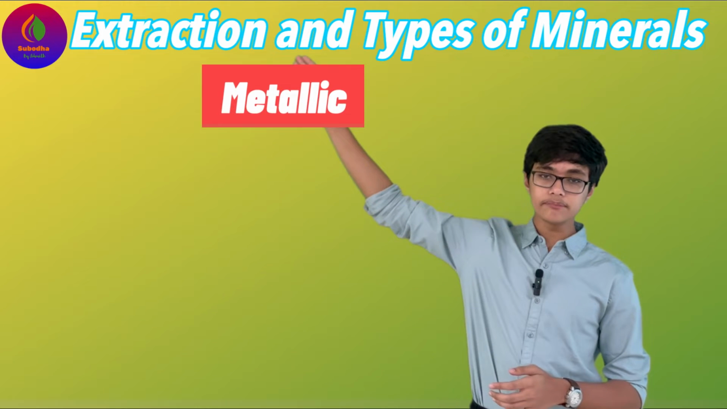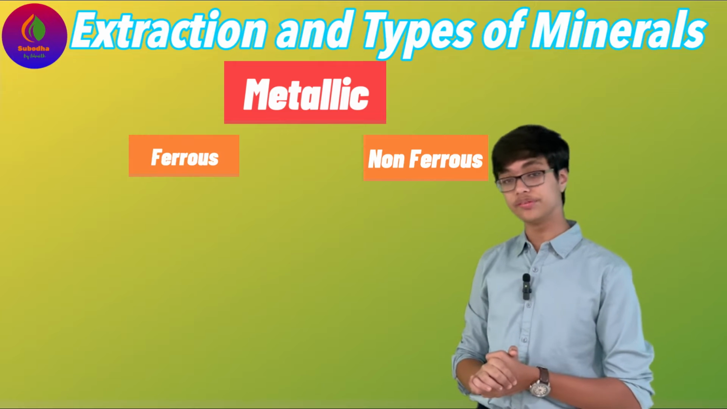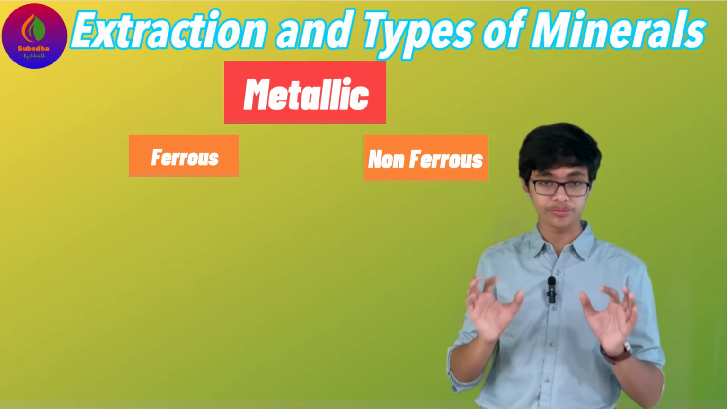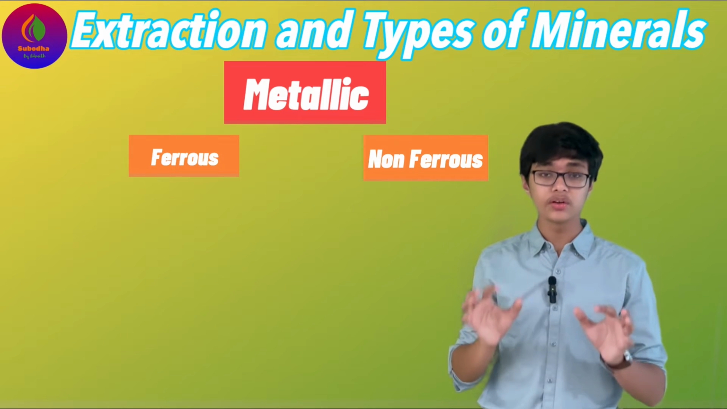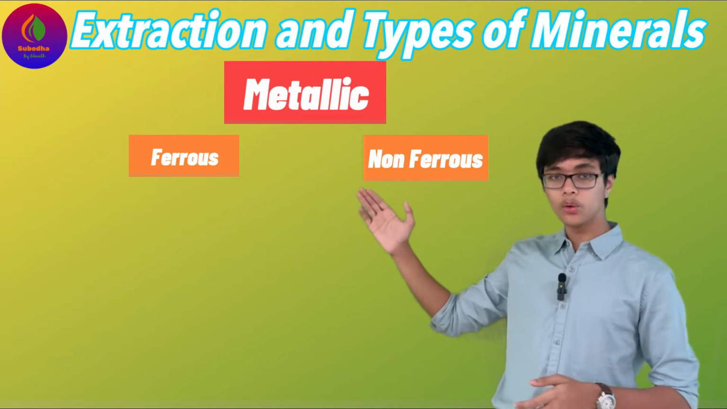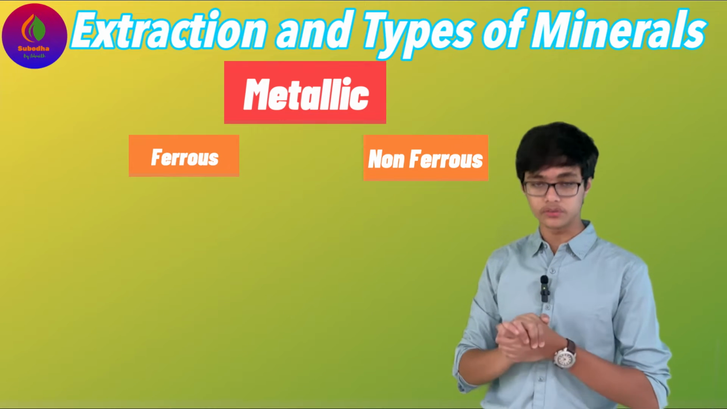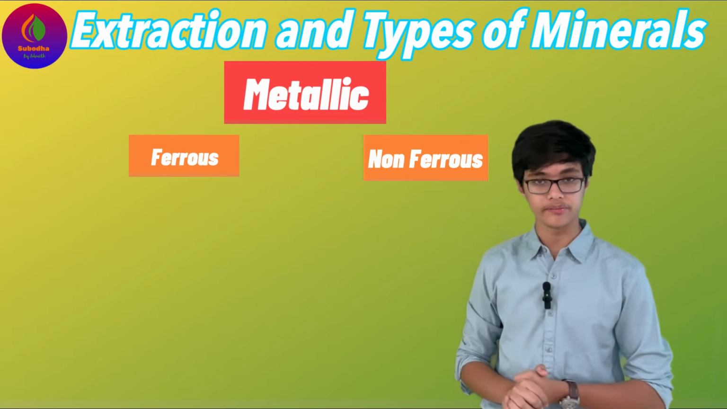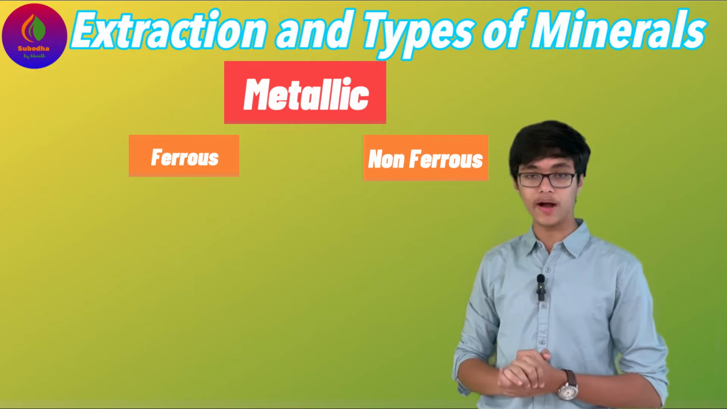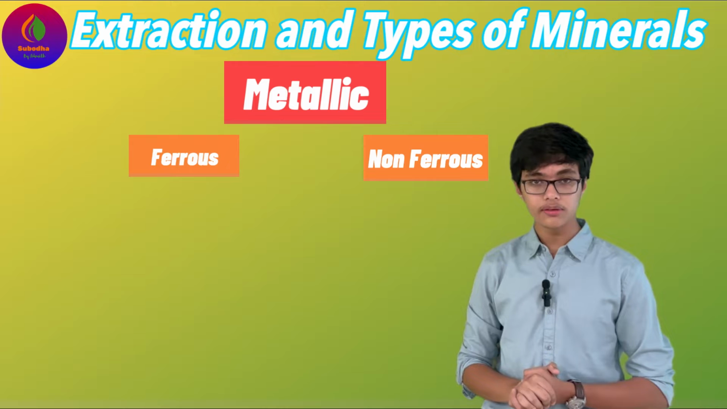Now, these metallic minerals are also divided into two categories: ferrous and non-ferrous. Now, remember, whenever you hear the word ferrum, ferrous, or ferric, it means that it is related to iron. Ferrum is the Latin word for iron. So, with that knowledge, we understand that ferrous metallic minerals are those which have iron present in them, whereas obviously non-ferrous are those which do not have any content of iron present in them. So these are the different types of minerals.